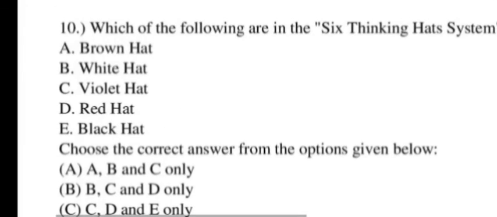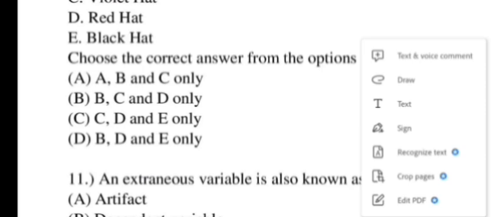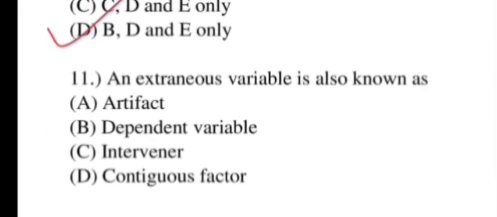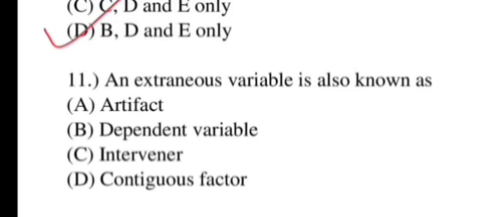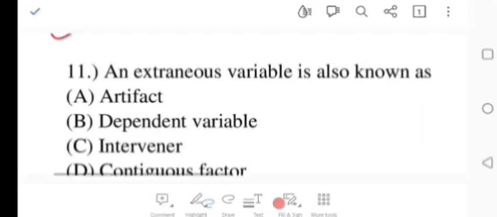The correct answer for question number 10 will be option D. That means B will be correct, D will be correct, and E will be correct: B, D, E. Moving on to question number 11, it says an extraneous variable is also known as what? A, B, C, D: artifact, dependent variable, intervener, contiguous factor. These are the options for you. So the correct option is artifact.